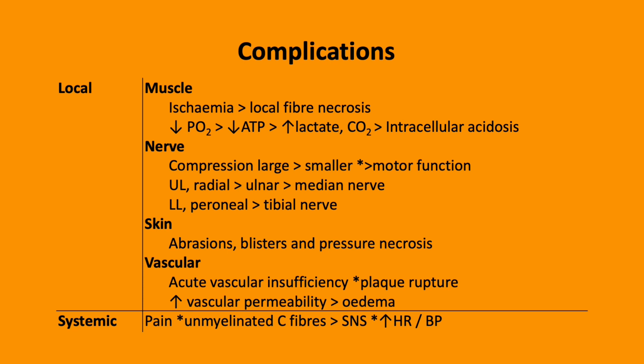Muscles. This can cause localized muscular ischemia leading to local fiber necrosis. Nerve injury. Predominantly larger nerves and mainly loss of motor function. In the upper limb, radial nerve, lower limb, peroneal. Skin injuries are uncommon, but excessive tourniquet time or poorly placed tourniquets may result in abrasions, blisters, necrosis. Vascular. Increased risk of vascular permeability leading to limb edema and acute vascular insufficiency from plaque rupture.